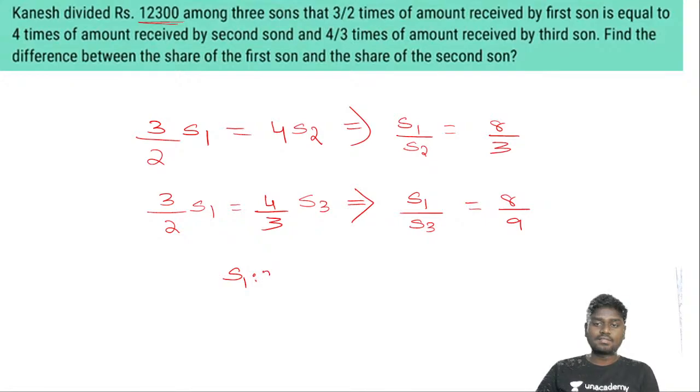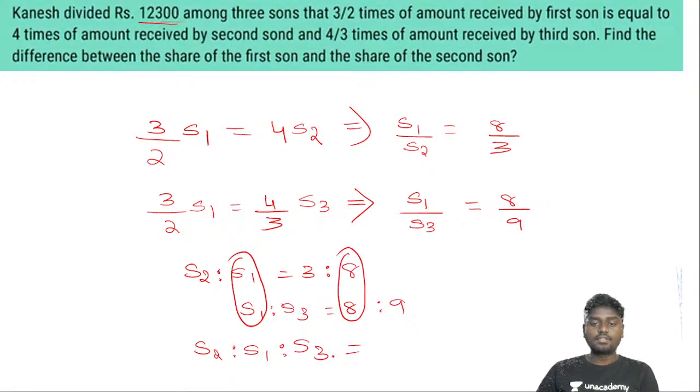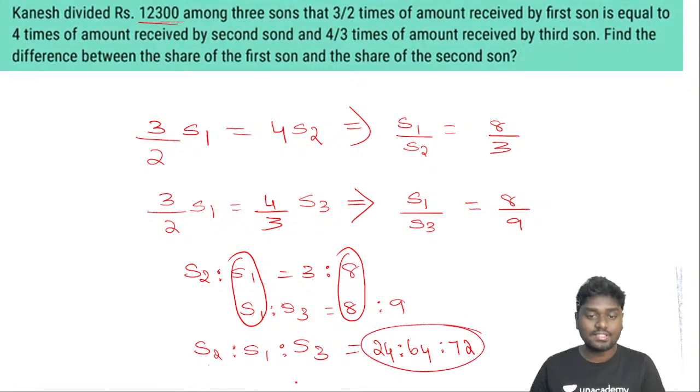So I know S1 is to S2 is 8 is to 3. Or let me just alter this ratio. That is S2 is to S1 is 3 is to 8. And S1 is to S3, it is 8 is to 9. From this, I can simply find S2 is to S1 is to S3, the combined ratio part. Here, S1 is the common term in both the ratios, right? So, what will be the ratio of S2 here? 3 into 8 will be 24. 8 into 8 will be 64. And 8 into 9 will be 72. So, this is ultimately the combined ratio of S2 is to S1 is to S3.